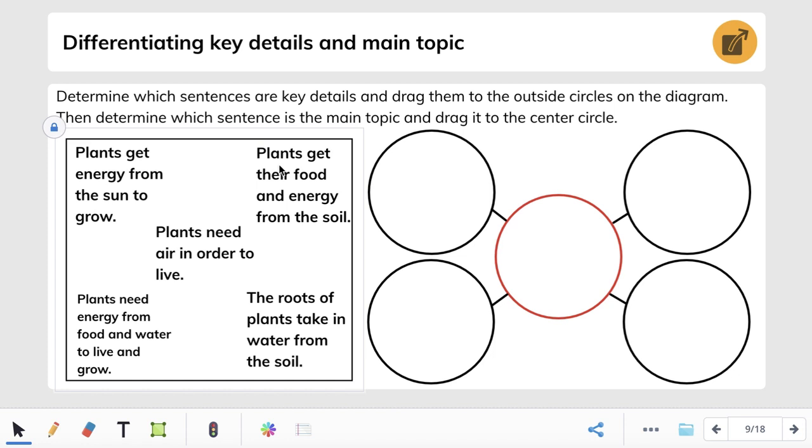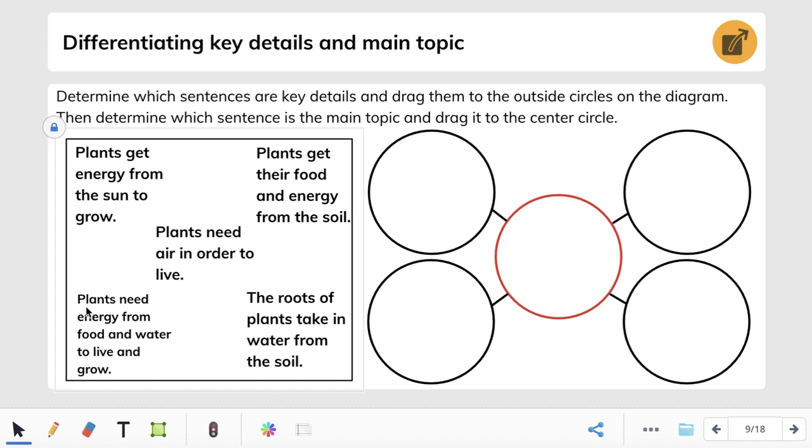Ready, my turn. Plants get their food and energy from the soil. Your turn. Plants get their food and energy from the soil. Think about that. Do you think that's a main idea or a key detail? Once again, we'll go back to that one. My turn. Plants need air in order to live. Your turn. Plants need air in order to live.